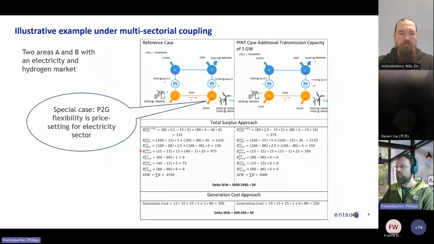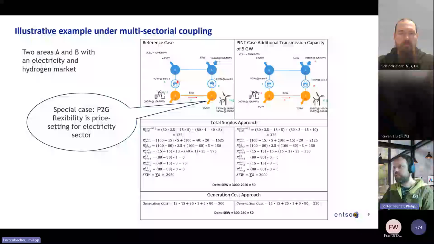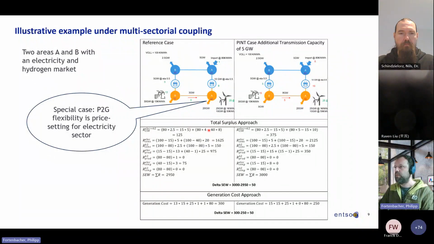Okay, so if we now go further, we can make the calculations for all the rents that I have presented before. I will not go through all of them, but for the cross sector rent, maybe it would be worthwhile. The electrolyzer is dispatched with 5 gigawatt on the electricity side. So we have the 15 euros times the 5, and the 80 euros times the 2.5, which would be the output of the electrolyzer. And this would give you the cross sector rent for country B, and we have the same for country A. Here we have 8 gigawatt, which would then be an output of 4 on the hydrogen side, because we have the efficiency.